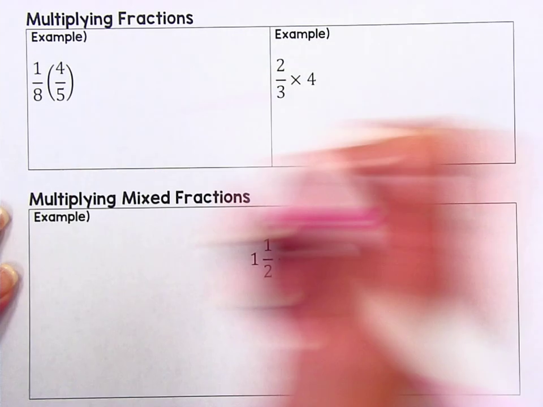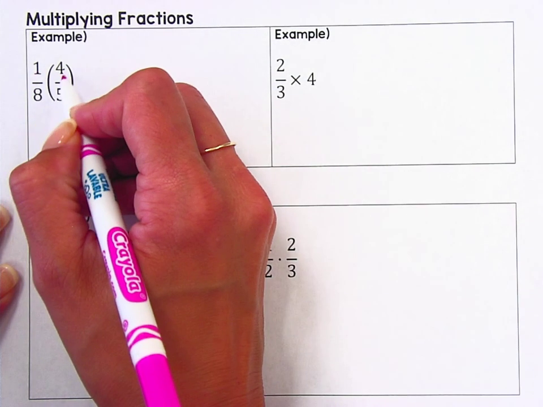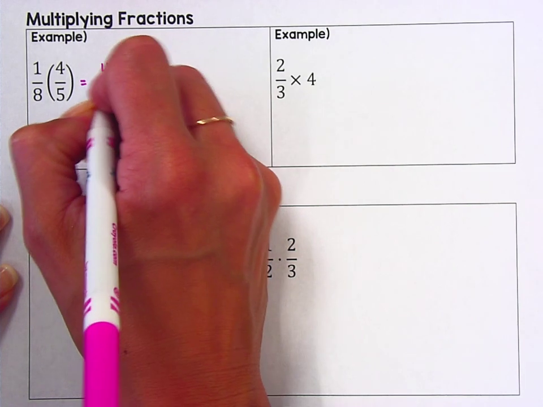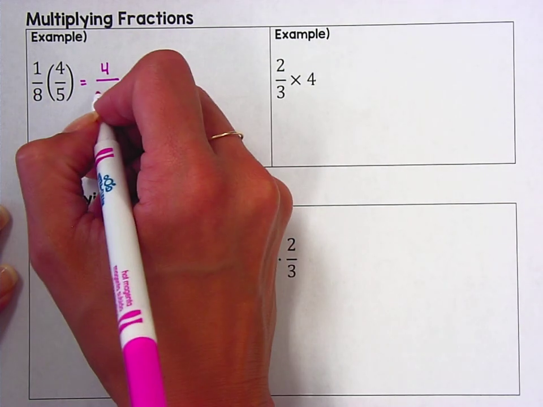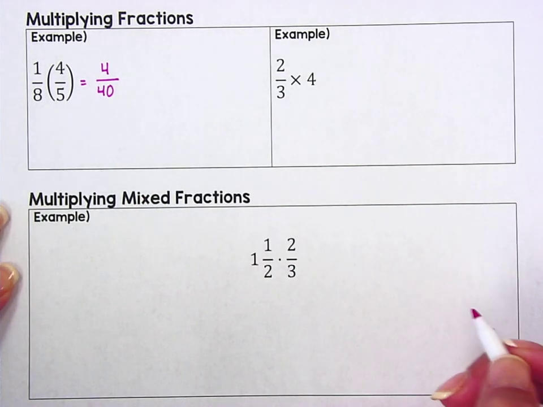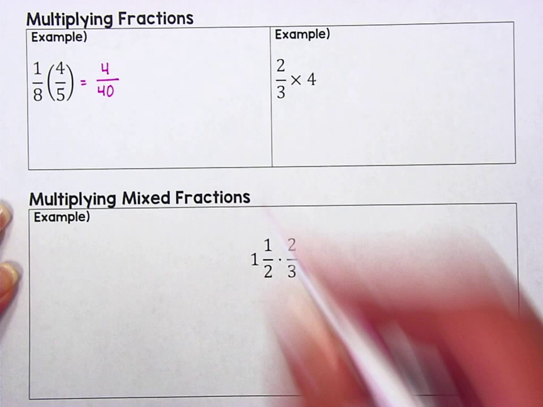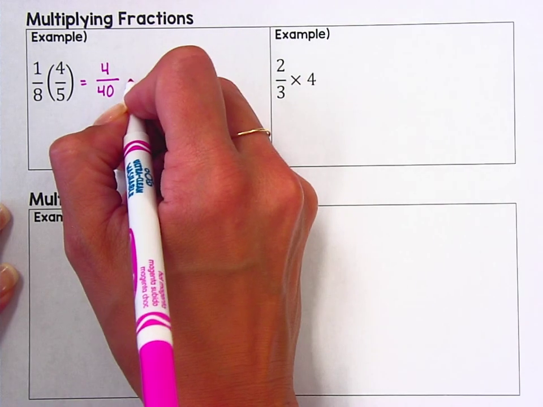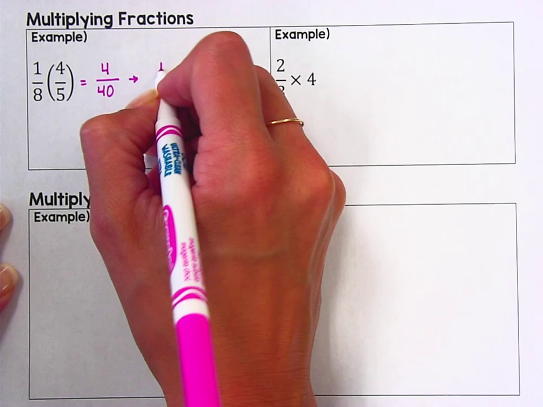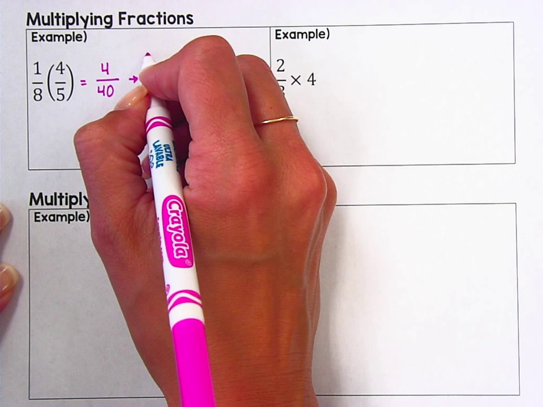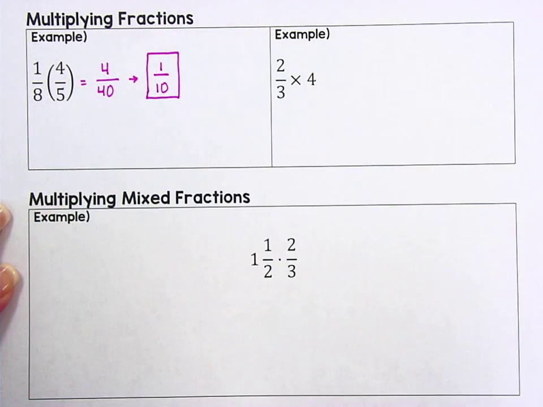When I go to multiply my fractions, I can simply multiply my numerators. So 1 times 4 is 4, and 8 times 5 is 40. And now we have to decide if we can simplify. Since both my numerator and my denominator are divisible by 4, this simplifies to 1/10. So 1/8 times 4/5 is equal to 1/10.